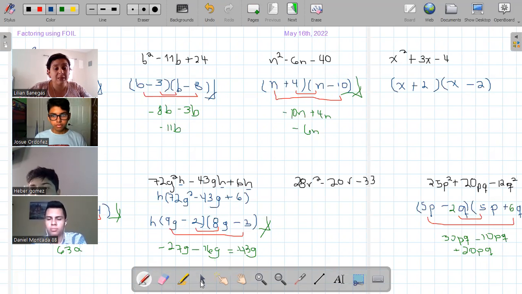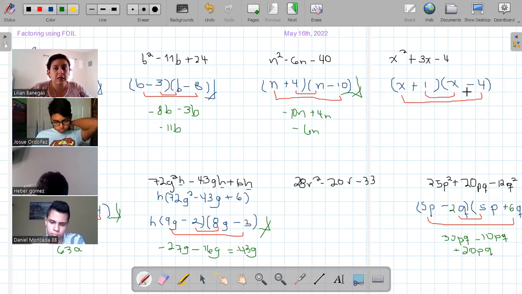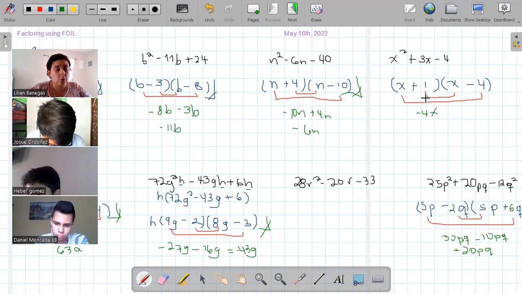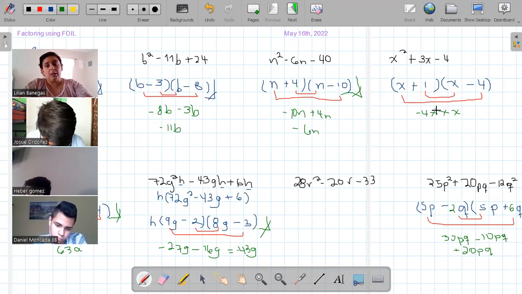Now, according to what Benitez is telling me on the chat, we should try 1 and 4. Okay, so 1 and 4. And now that is probable. Those are different numbers. That's not a difference of squares. So I'm going to say x times negative 4, negative 4x. 1 times x, positive x. Negative 4x plus x, how much is that?